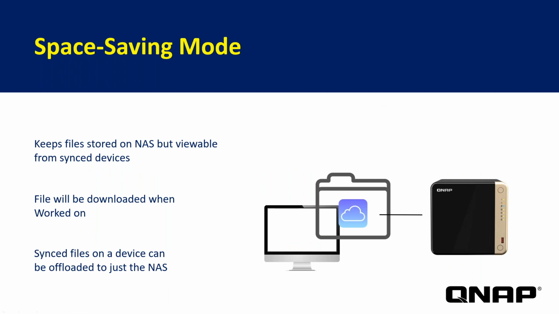Qsync also has a feature called space saving mode, which allows users to view files stored on the NAS in Qsync without downloading them locally to the computer. If you then choose to open the file to work on it, it will be automatically downloaded to your local computer. But once you're done, you can still free up the space so that it's online only again. There's also an automated free up space mode that will move files to online only when available space drops below a certain percentage that you specify in settings.